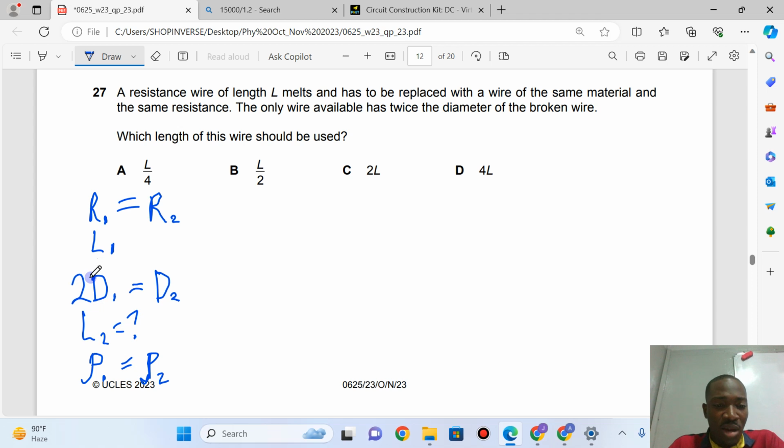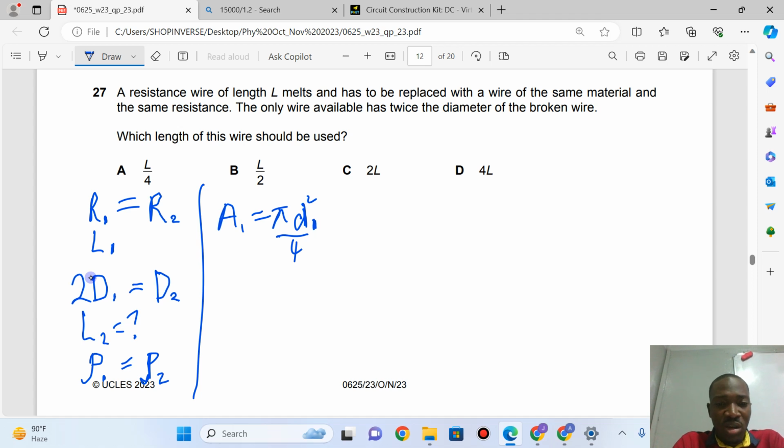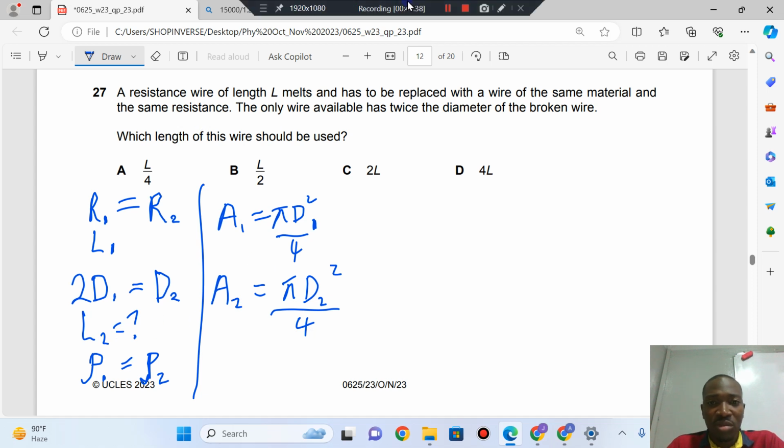Remember that cross-sectional area A1 is pi d squared over 4. That's the diameter of wire 1, pi d1 squared over 4. Area is pi d squared over 4. And the cross-sectional area of the second wire is pi d2 squared over 4, where d1 is the diameter of the first wire that's cut, and d2 is the diameter of the second wire you're using to replace it. Now let us solve and get what L2 should be. Okay, let's go.